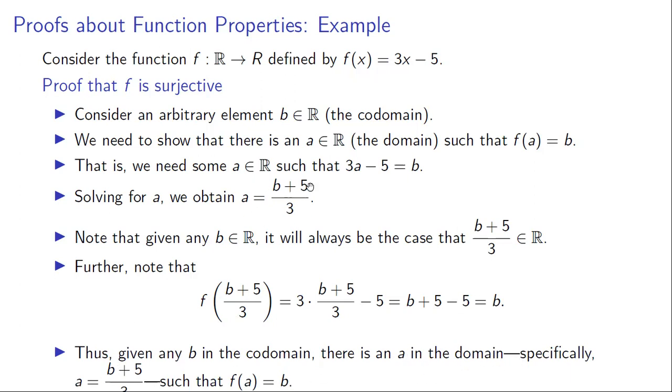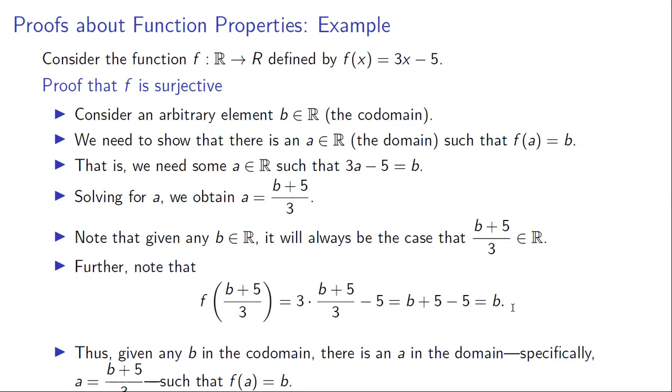specifically this a that we found here, (b plus 5) divided by 3, such that f of a is equal to b. Sorry, you got a little cut off here, but this is the value that we found before. But the point is, again, given any b in the codomain, there is going to be an a in the domain, specifically this a, such that f of a is in fact equal to b, as we saw here.